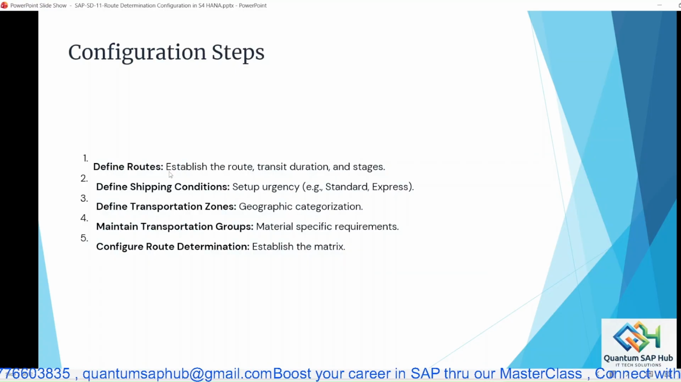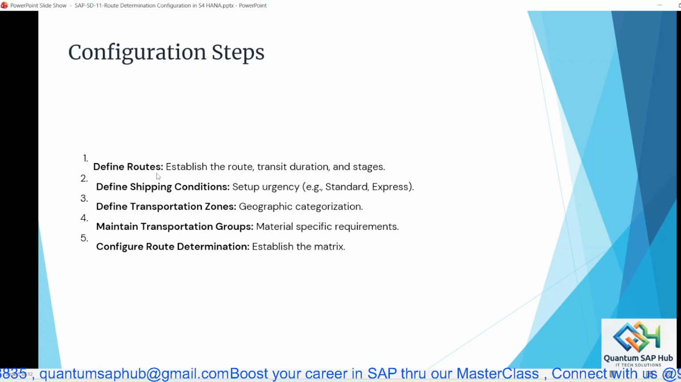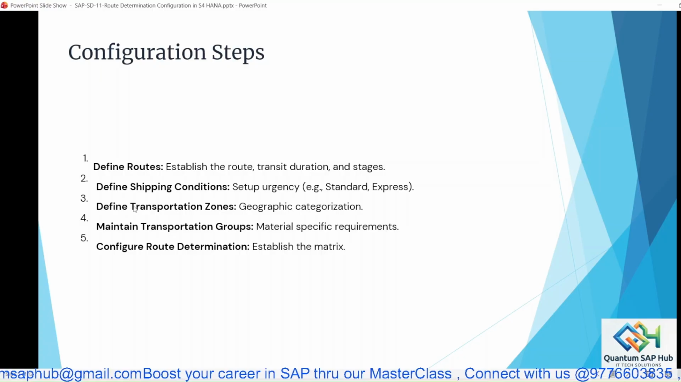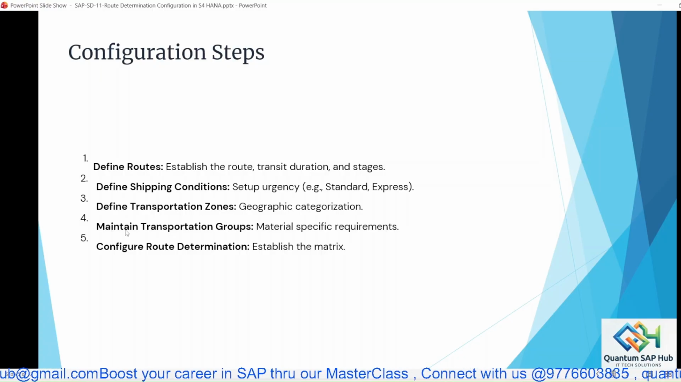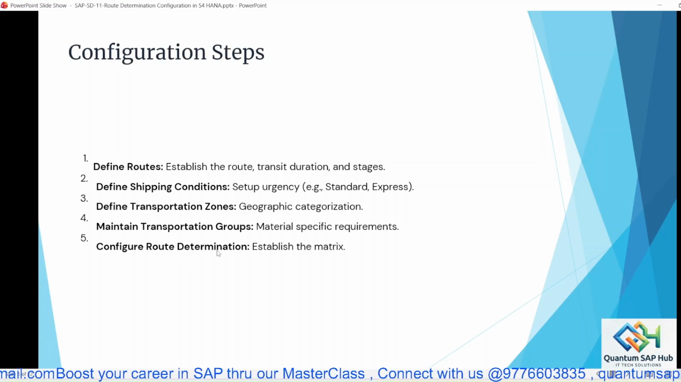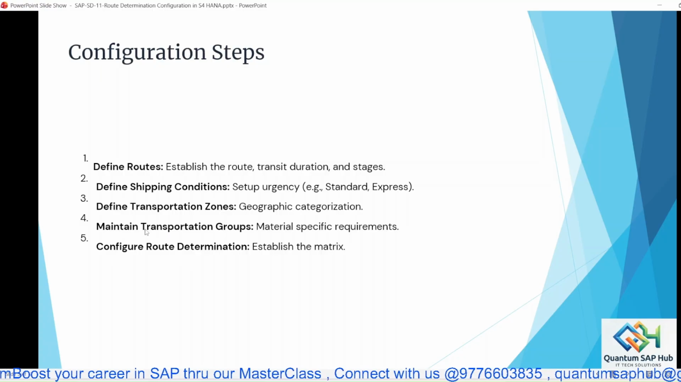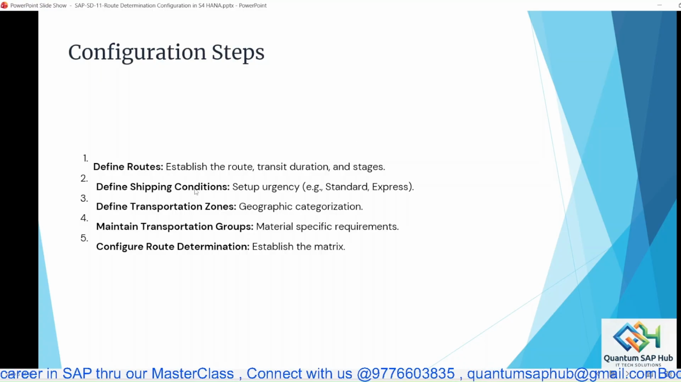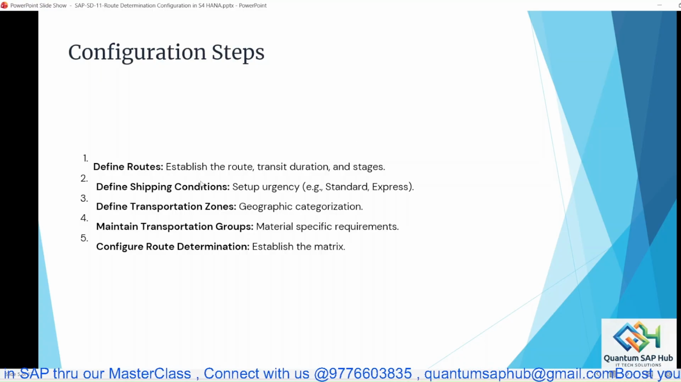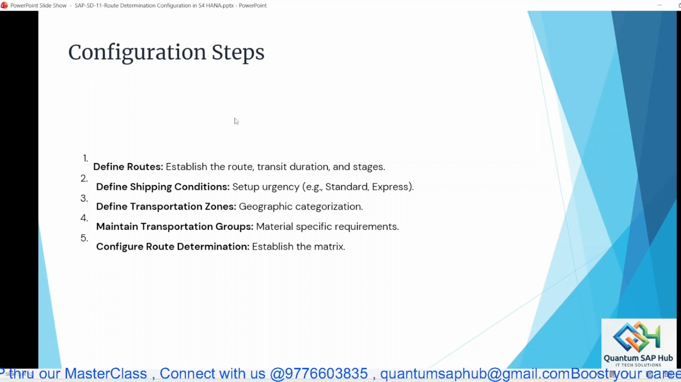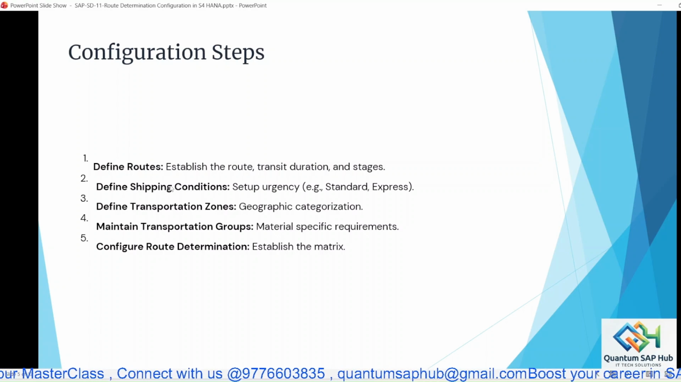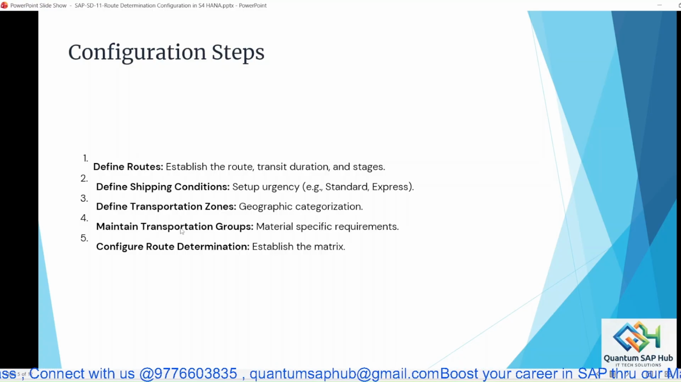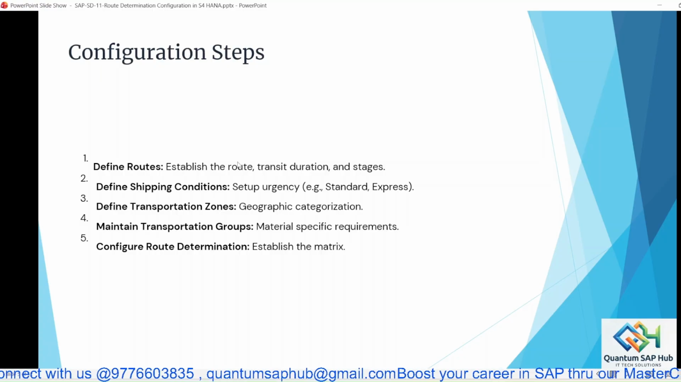So the steps to follow: first define the routes, define the shipping condition, define the transportation zones, then maintain transportation groups and configure route determination. Once the transportation group is defined, it is maintained in the material master. The shipping condition, once defined, is maintained in the customer master. So from the customer master it flows to the sales order, and from the material master it also goes to the sales order.